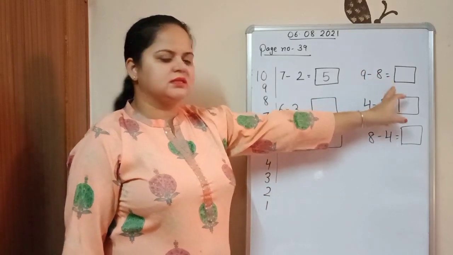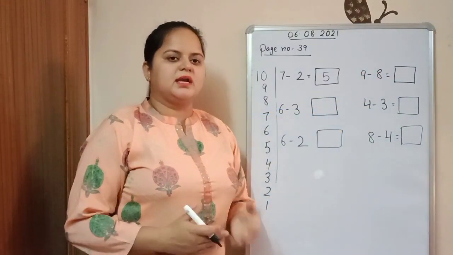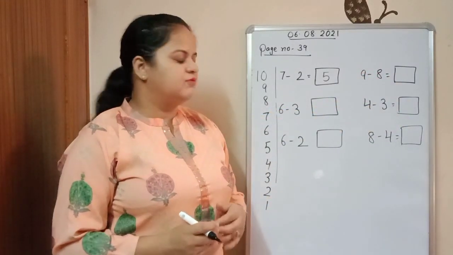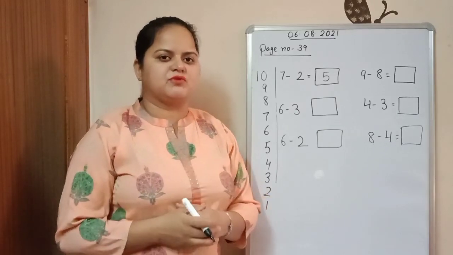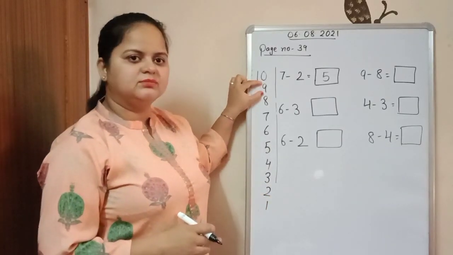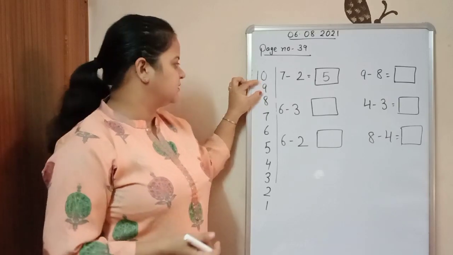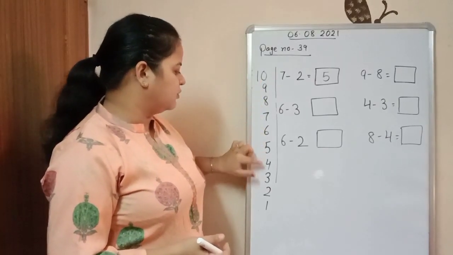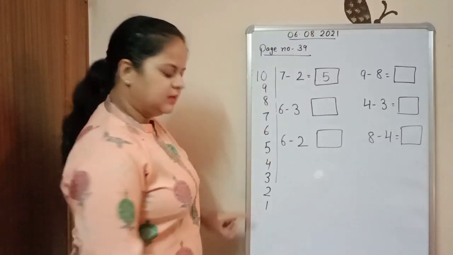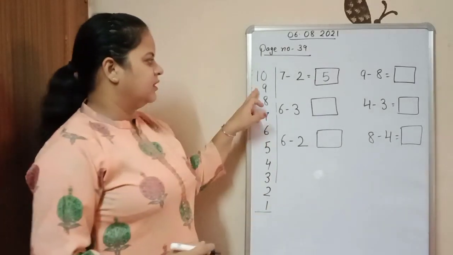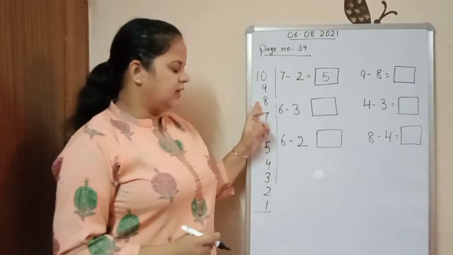Here 9 minus 8. Now we will go 8 steps back from 9. Starting at 9, now we will count the steps: 1, 2, 3, 4, 5, 6, 7, 8. The 8th step is this. 9, 8.